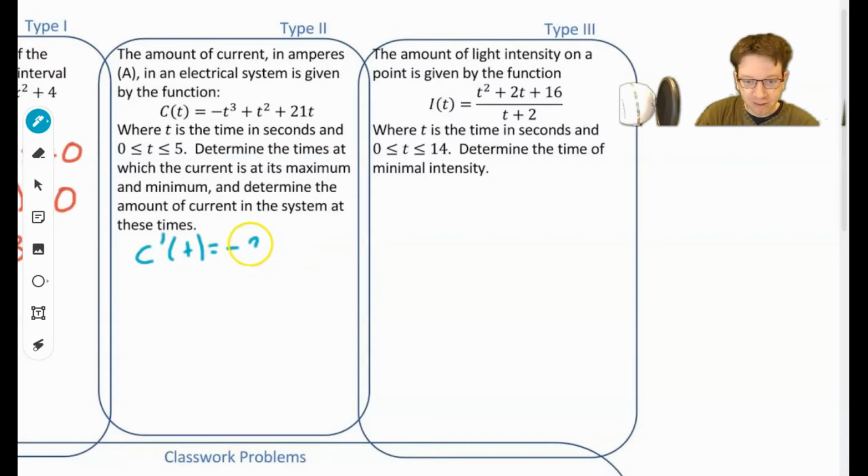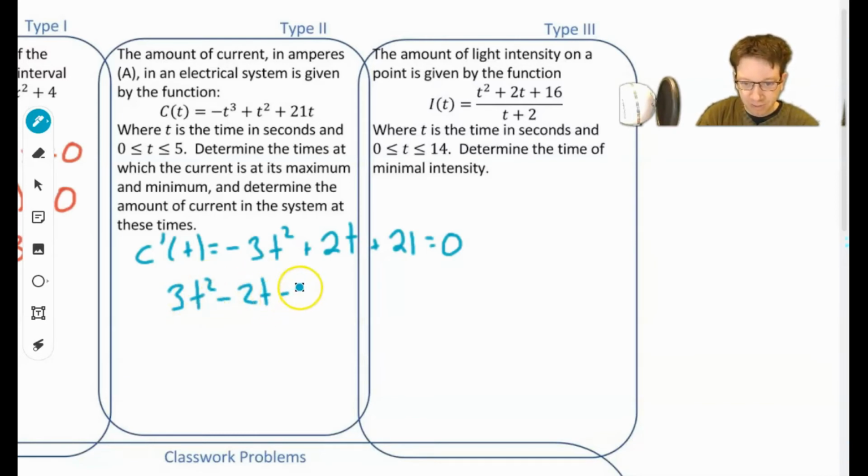So we get -3t squared plus 2t plus 21. We're going to set that equal to 0. I'm going to pull a negative out of that, so we're going to get 3t squared minus 2t minus 21 equals 0. Now we can factor this one. (3t plus 7) and (t minus 3). So we have two solutions for t.